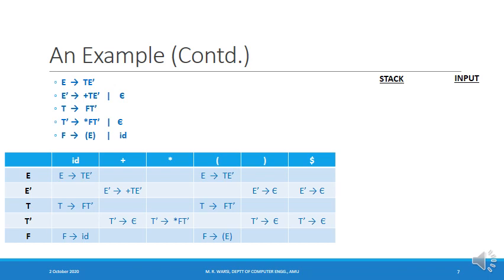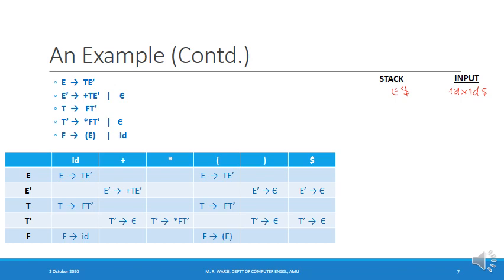In order to understand things better, let us now do the parsing of one more string, and now we'll parse this string id star id. I place the string in the input buffer. At the end, I place the $ sign. And the stack is initialized with the starting variable capital E. At the bottom of the stack, I have the dollar.